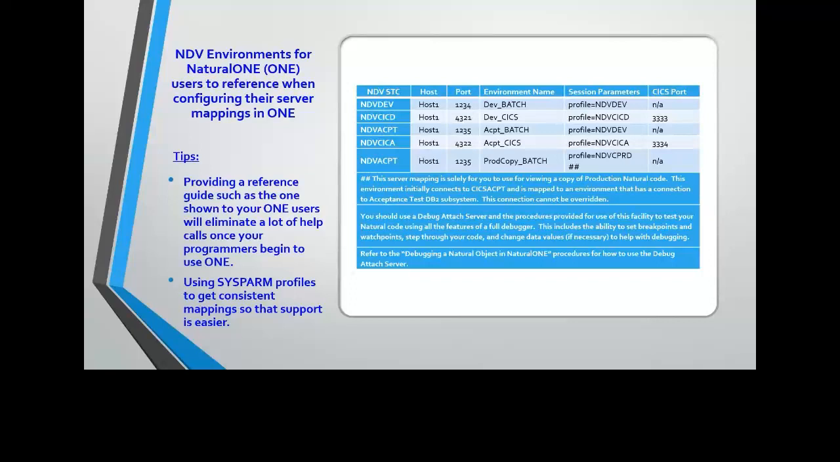But if you need to work with a NaturalOne programmer and test something new, you can simply build them another sysparm profile and ask them to change their server mapping to your new sysparm profile to test that new option out just for that single user. So it's very flexible in the connections to the mainframe.